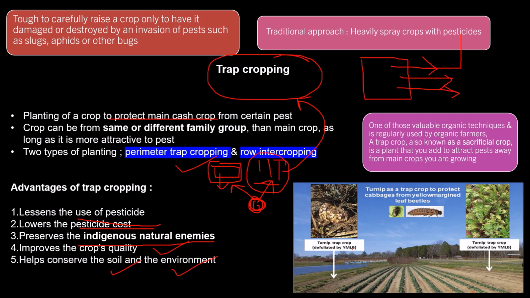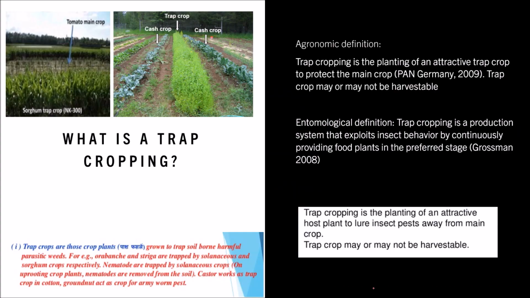For example, turnip as a trap crop to protect the cabbages from the yellow leaf beetles. Here the turnip trap crop is planted, and it is protecting the cabbages in the field. And in this way, the attack of the yellow leaf beetle is prevented. So this is an example of a trap crop.